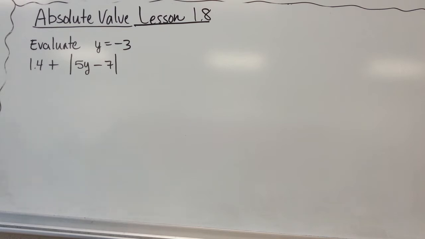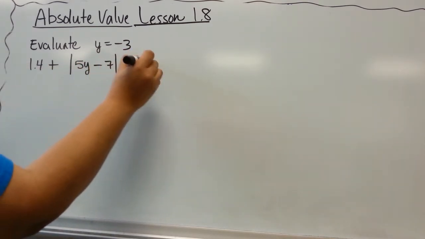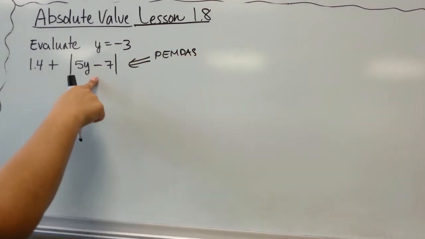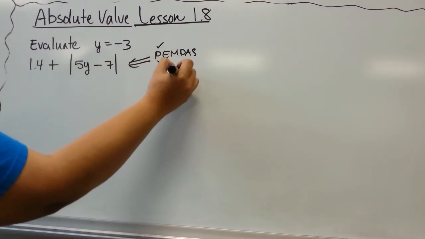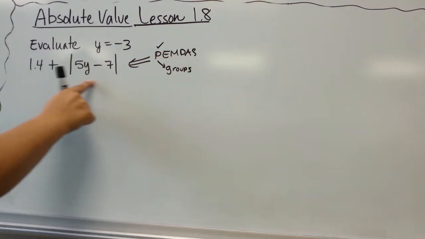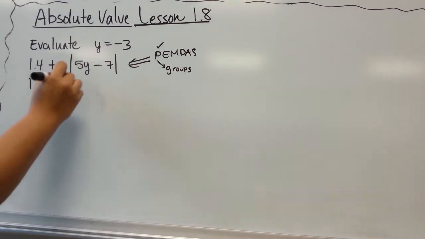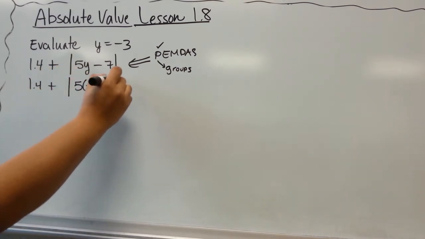All right, this problem is asking us to evaluate this expression that has an absolute value, using y equals -3. Now, in terms of PEMDAS, you're going to treat absolute value bars as groups. So you have to do what's inside the absolute value bars first. The first thing we do is substitute in. So we have 1.4 plus the absolute value of 5 times -3 minus 7.